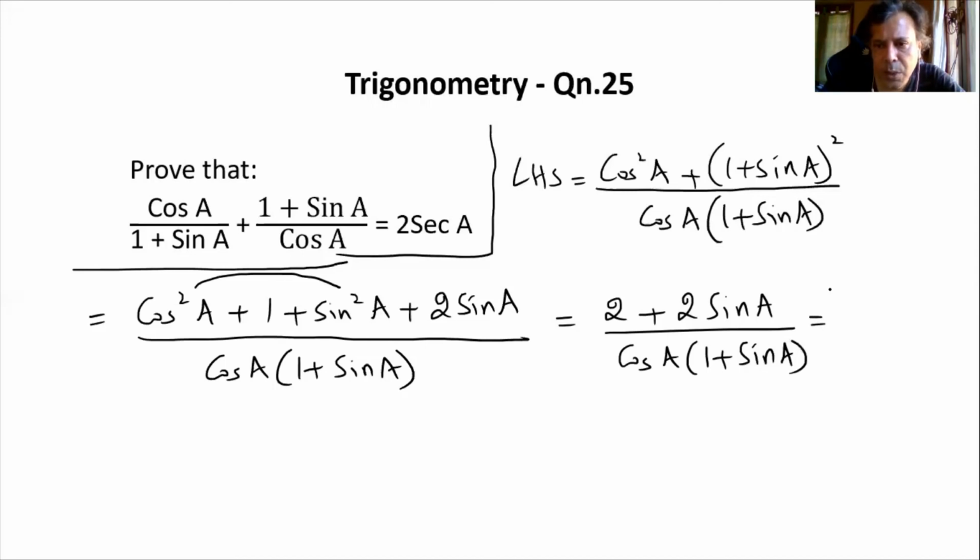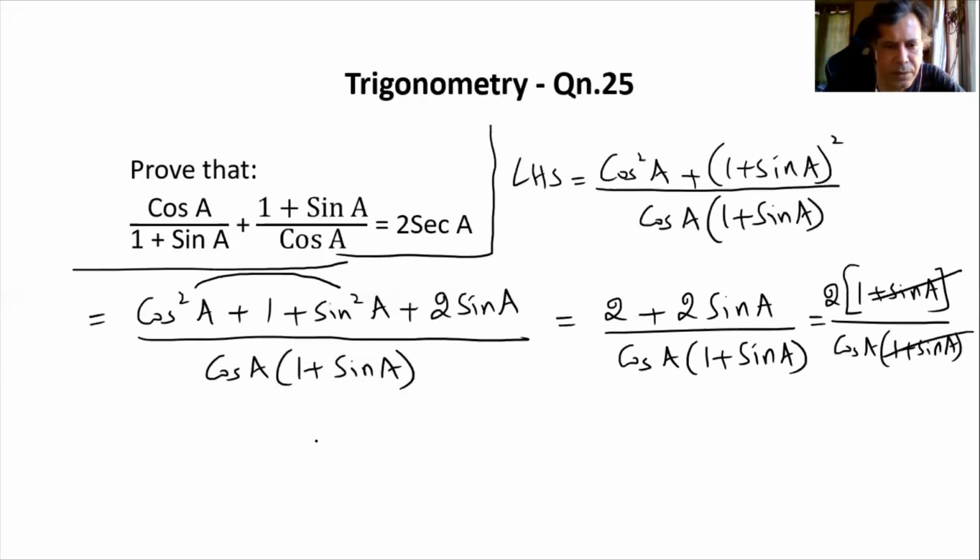Now in the numerator 2 is common. Let me take it outside. 1 plus sin A divided by cos A into 1 plus sin A. This will get cancelled with this. So you will have 2 by cos A. What is 2 by cos A? 1 by cos A is secant A. So I can write it as 2 times secant A, which is our right-hand side.